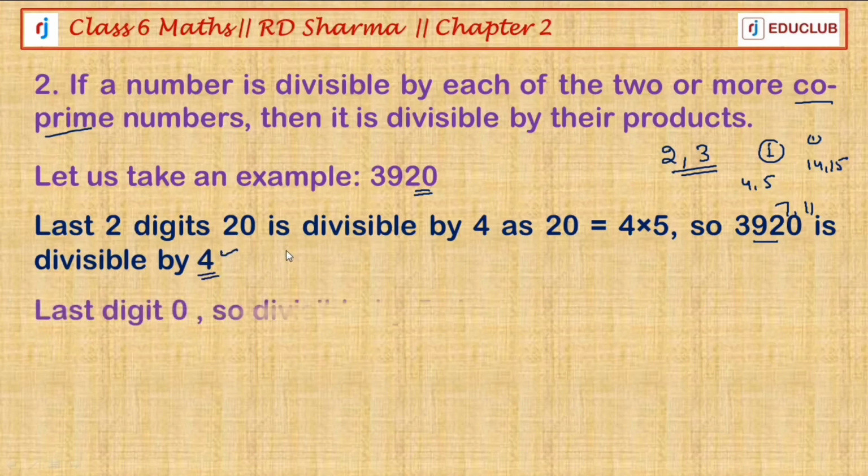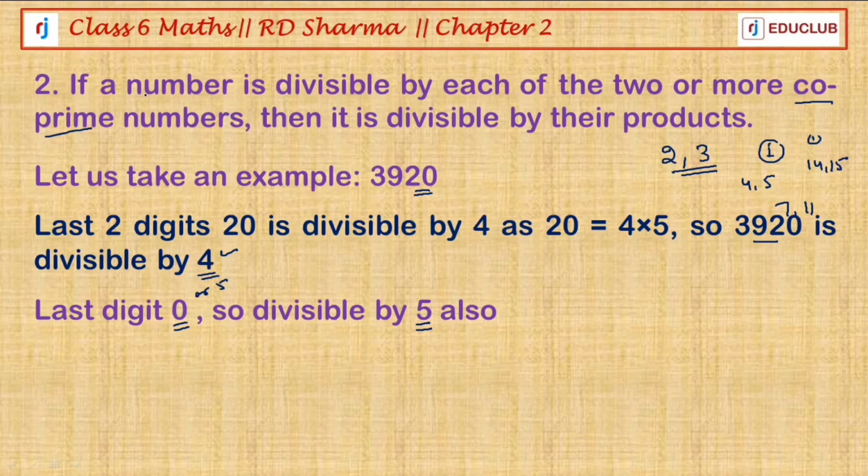Now let us check it by another number which can be co-prime, that is 5, okay? So the last digit is 0, okay? For divisibility by 5, the last digit should be 0 or 5, it is 0, so we can say this number is also divisible by 5, okay? So this is divisible by 4 also, this is divisible by 5 also.